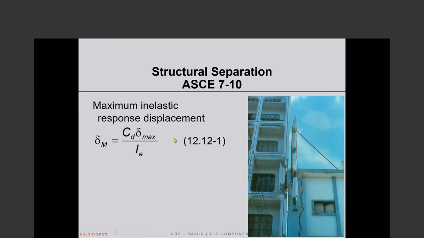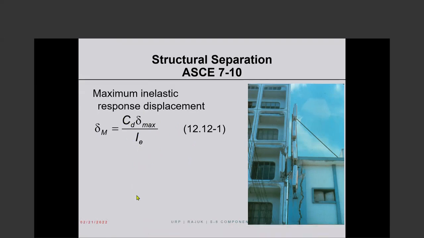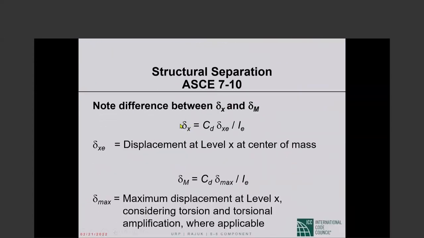Okay. Now, maximum inelastic response displacement, delta sub M, what is it? It is delta maximum multiplied by C sub d divided by I. This is very similar to the delta sub x that we use in drift check. That was delta sub xe times C sub d divided by I. Here we are using delta maximum instead of delta sub xe. Delta sub xe, I have mentioned, is deflection typically at the center of mass of a level, except that it may be a vertically aligned point below the center of mass of the upper level, or in the case of a torsionally irregular building, it could be at a point along the edge.